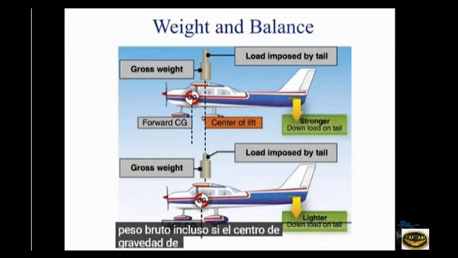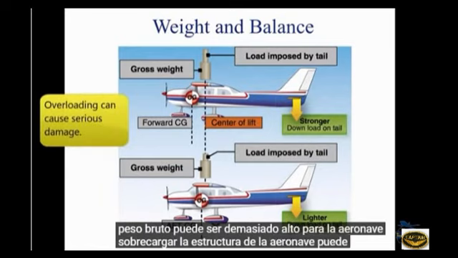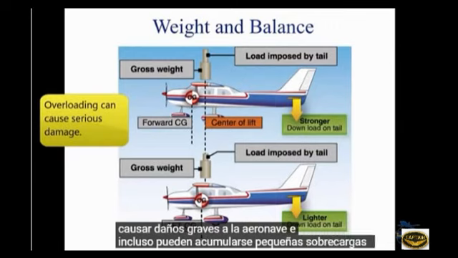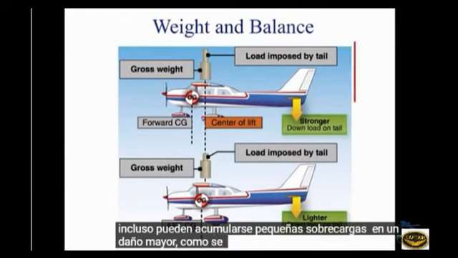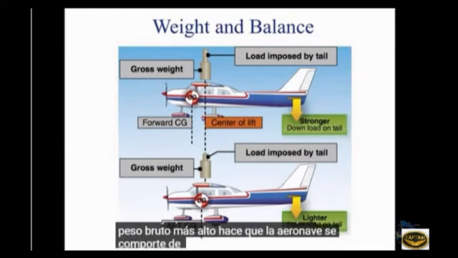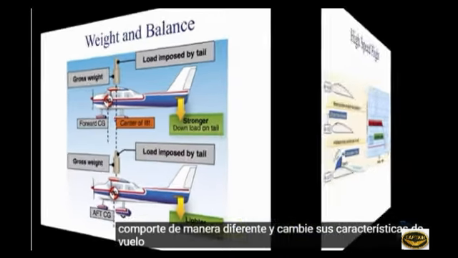Even if the center of gravity of the aircraft has not been displaced outside the envelope, the gross weight may be too high for the aircraft. Overloading the aircraft's structure can cause serious damage to the aircraft, and even small overloads can build up into larger damage. As shown above, a higher gross weight causes the aircraft to behave differently and change its flight characteristics.